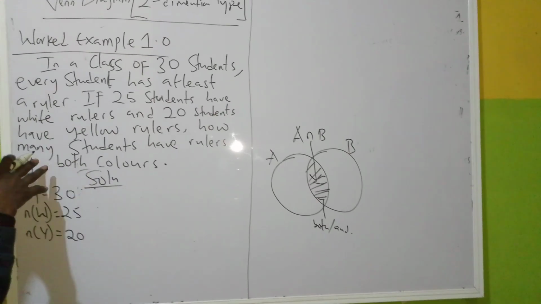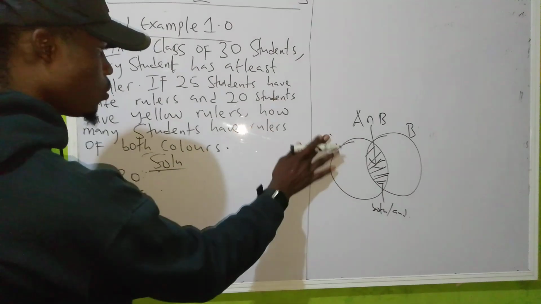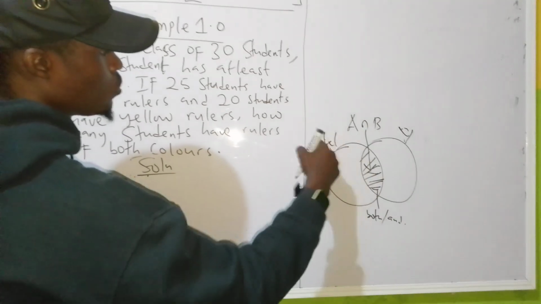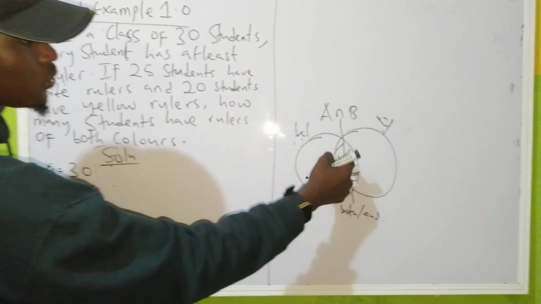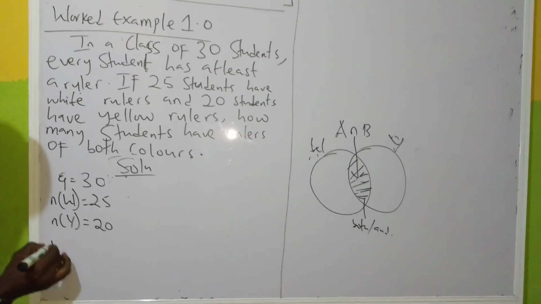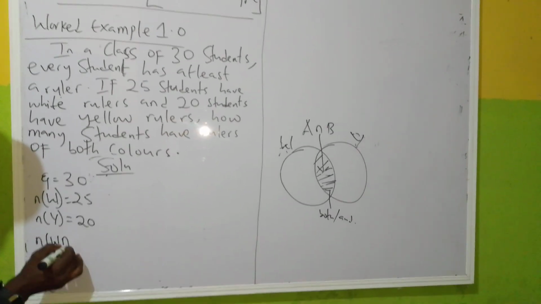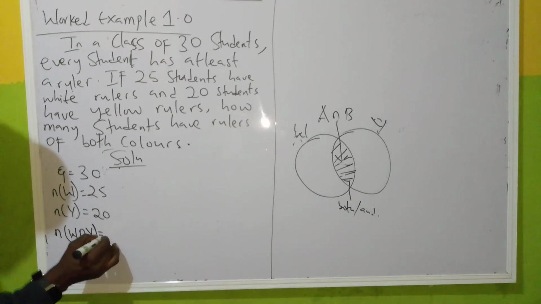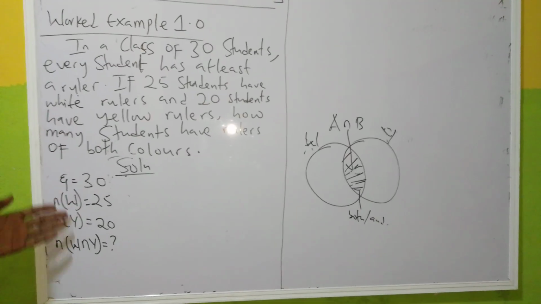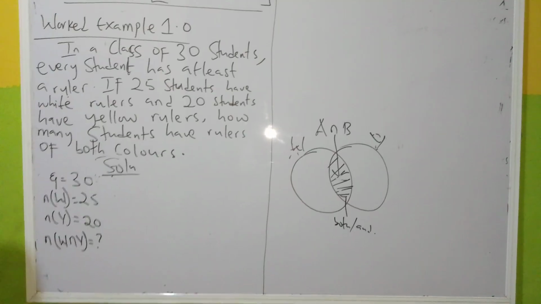They said, how many students have rulers of both colors? The first color is white, and the second color is yellow. How many students have these two colors? They are in the middle, because this is where they are connected. So the students that have the two colors are here. The expression is the number of W, that's white, intersection Y. Students that have both colors, we only have two colors here, white and yellow. So it is expressed as the number of students that have white and yellow color.